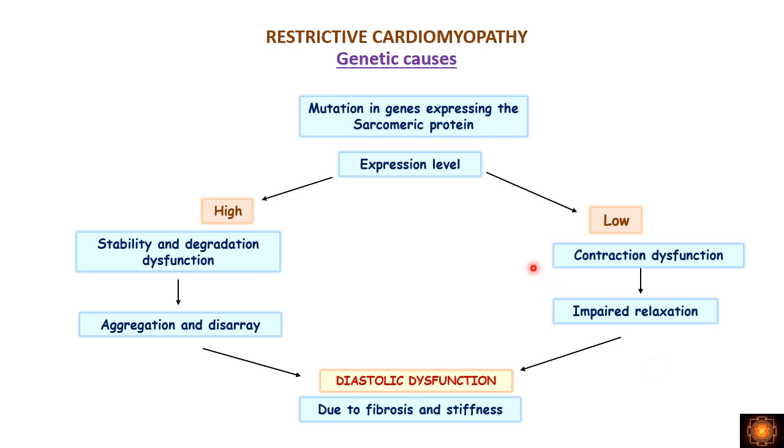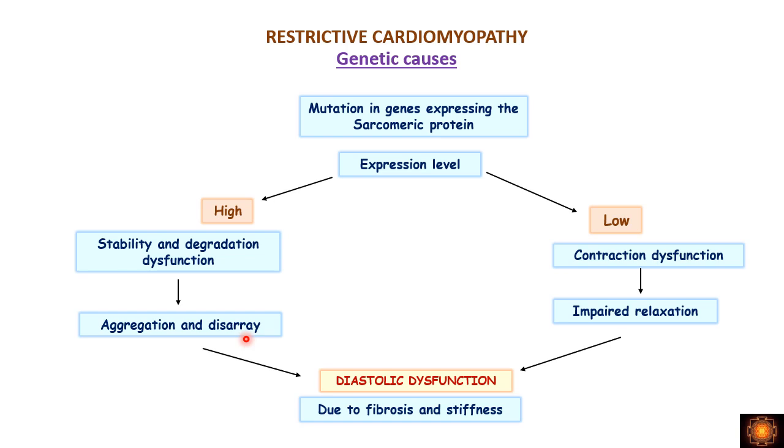So in the genetic causes, mainly it is caused by mutations in the genes which express the sarcomeric proteins. If you remember troponin C, I, beta myosin heavy chain and all that. So mutations in these genes can cause restrictive. It depends upon the expression level also. If you have a high expression level, then you have increased production of the proteins, and they are more stable and they don't undergo degradation. So you have accumulation of these proteins.